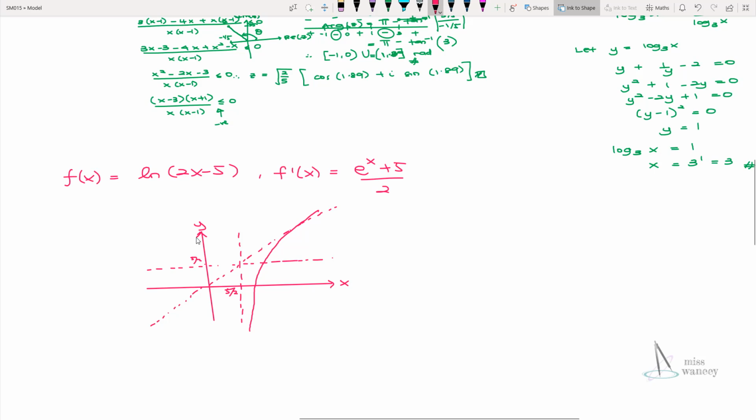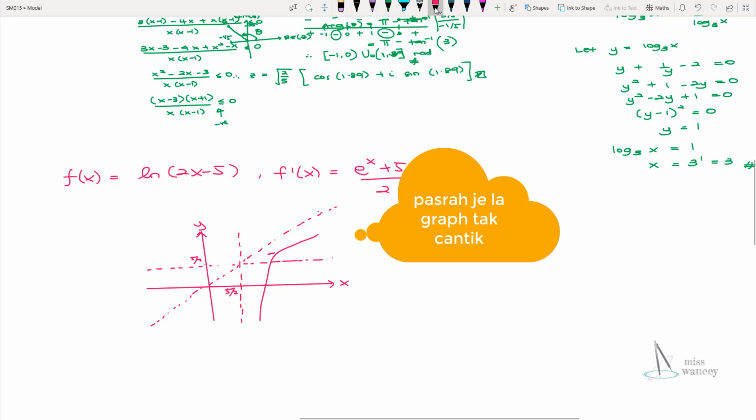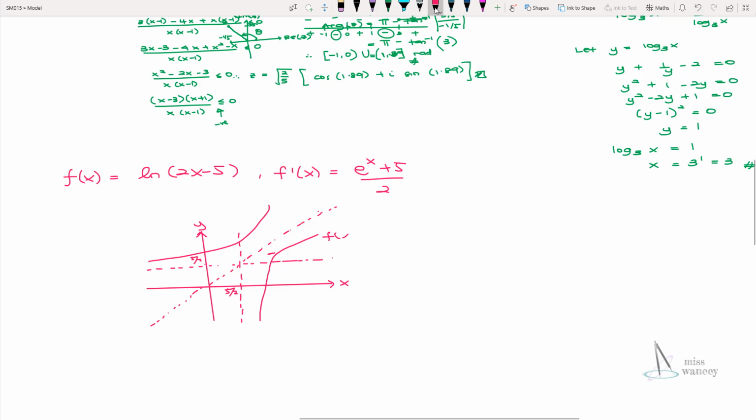Oh, my graph. Okay, I think it's better for me to draw this again. It doesn't look quite nice. Okay, so the other one is somewhere over here. So this is f(x). This is f inverse. Oh, I wrote f prime, sorry, by accident. Okay, so f inverse. By the way, label everything.